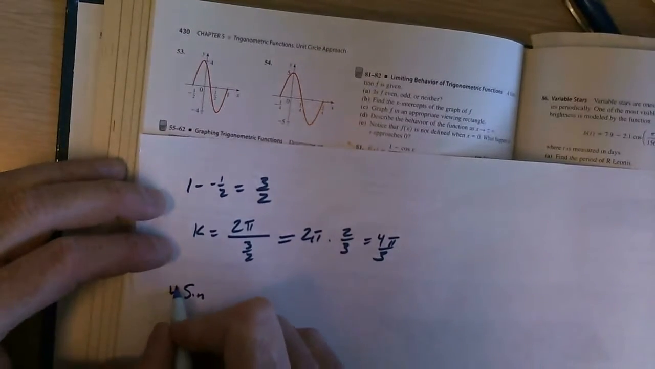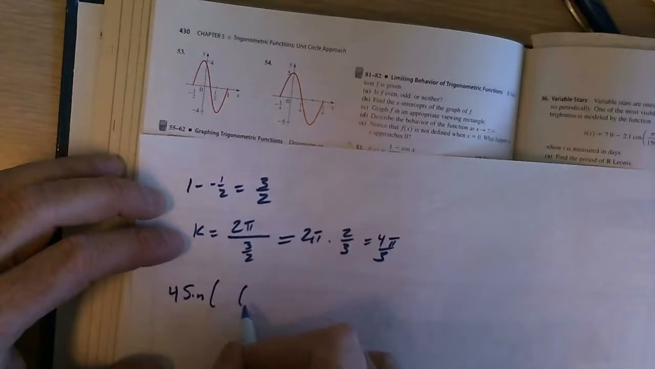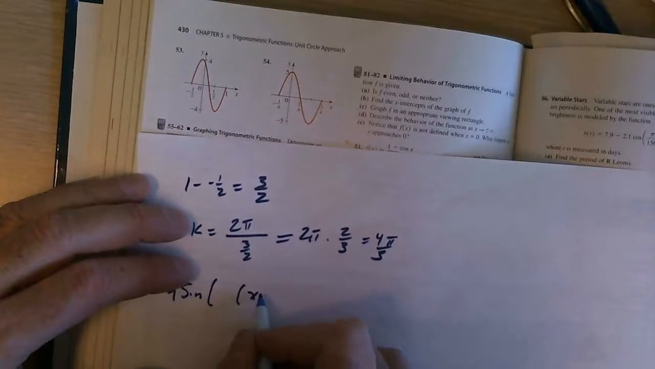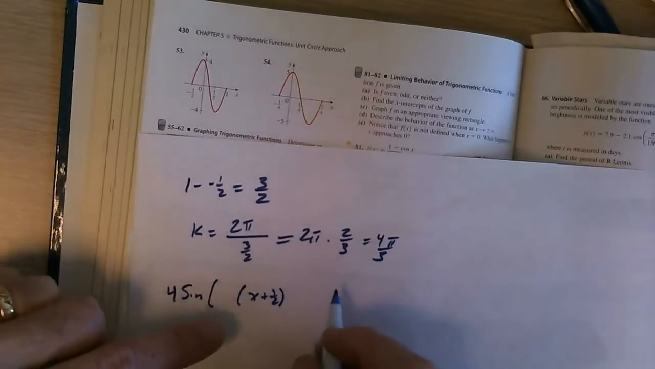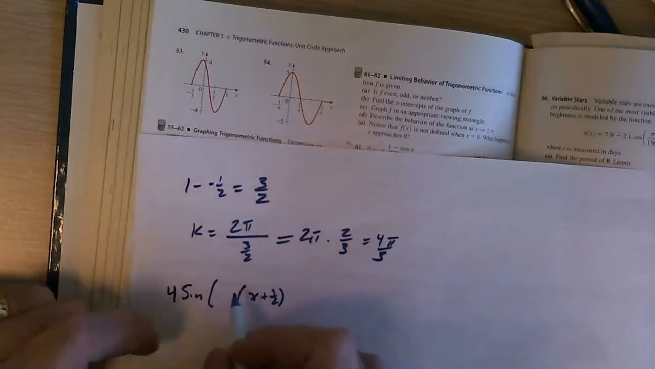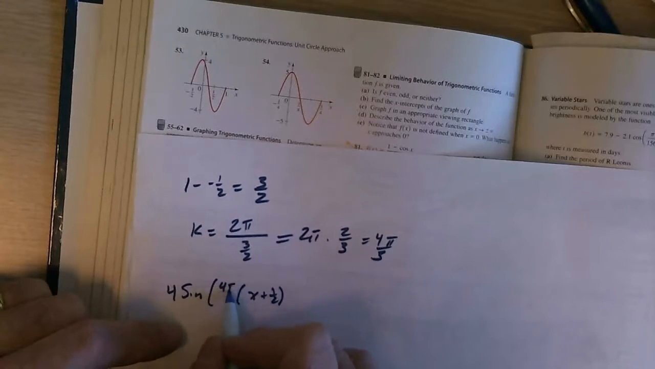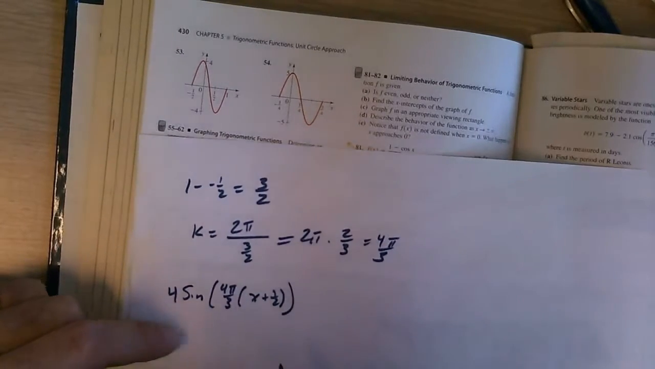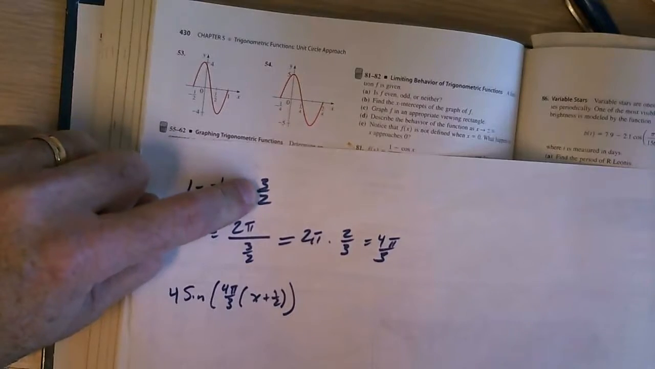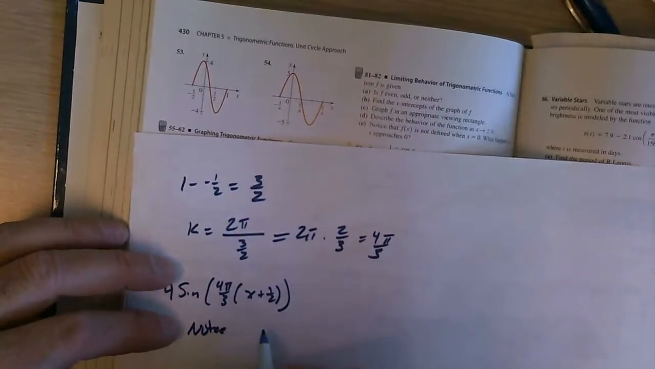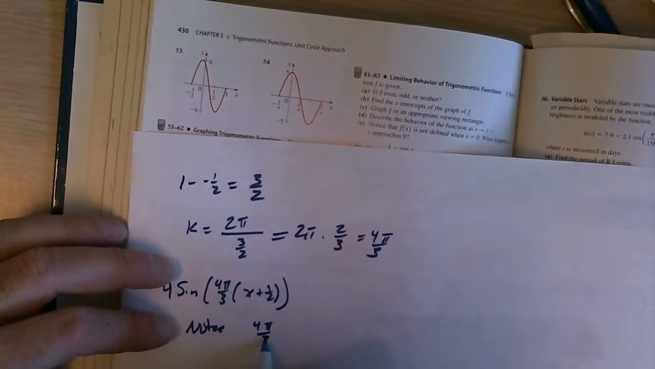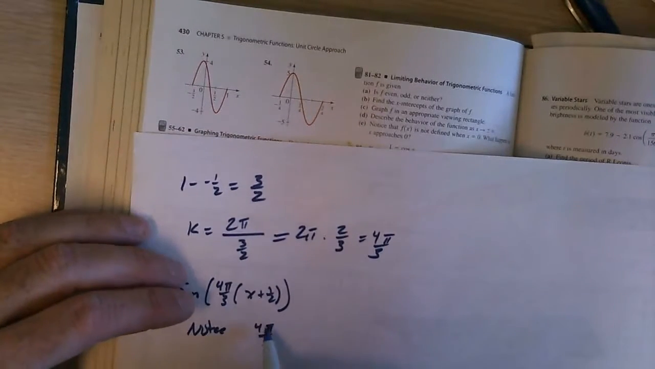Amplitude 4. Shifted pi over, no, just 1/2. And then the k that I need to get the right period is 4 pi over 3, because I need the period to be 3/2, right? Notice that if I take 4 pi over 3, no, it's supposed to be 2 pi divided by b.